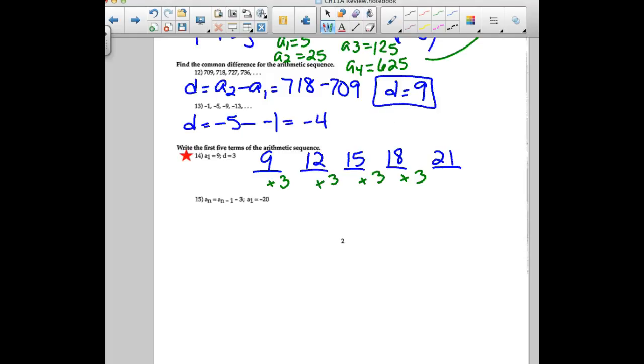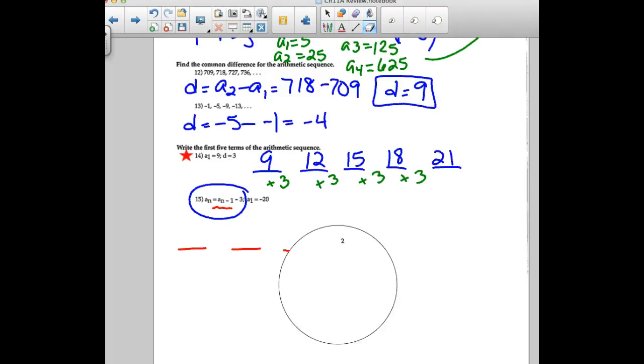Question 15, same thing. They're asking us to find the first 5 terms of the arithmetic sequence, but this time it is given as a recursive formula. We have right here the statement that our nth term, any term in our sequence, is found by taking the previous one and subtracting 3. All right, so again, we need 5 terms.